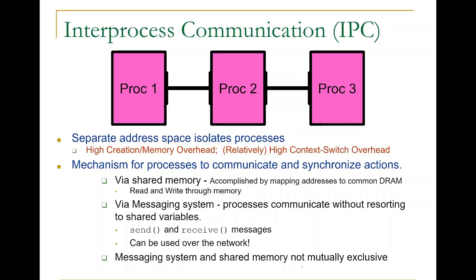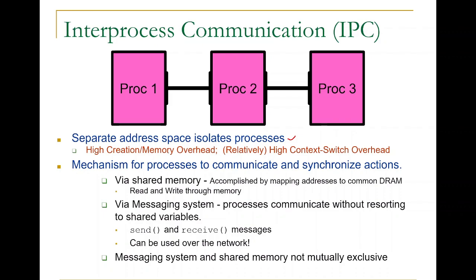We have a situation where we have process 1, process 2, and process 3. These are three processes that are communicating with themselves. All right. Now, separate address spaces isolate processes. High creation and memory overhead is the disadvantage of having separate address spaces for each process. Also, there is a relatively high context switch overhead.